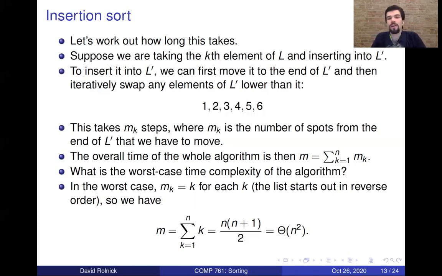But if we don't know that, if we're just doing insertion sort blindly, then it will end up with mk equal to k for every k. And so m is just the sum from k equals 1 to n of k. And we know that that is n times n plus 1 over 2, and that is big theta of n squared. Okay, so worst case here is big theta of n squared. Questions?